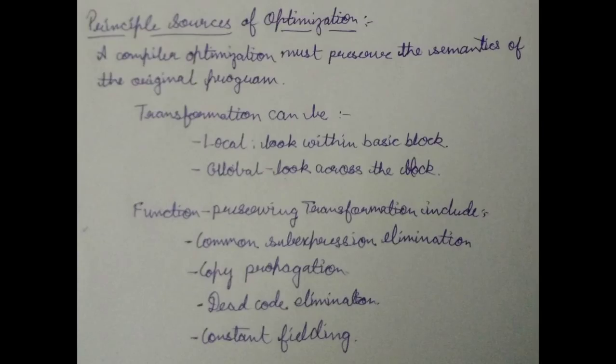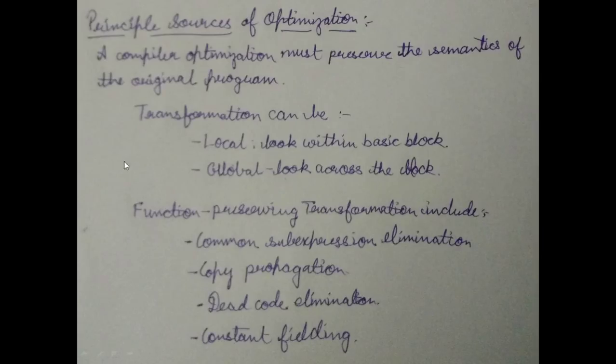The transformation can be of two types, global and local. Local transformation consists of looking within the basic block. So while transforming, we look for code for optimization within the local scope, not in the global scope. The second one is global, looking across the blocks. While optimizing in the global scope, we look for code which is redundant or not relevant outside the scope of the block. That's how we optimize our code.